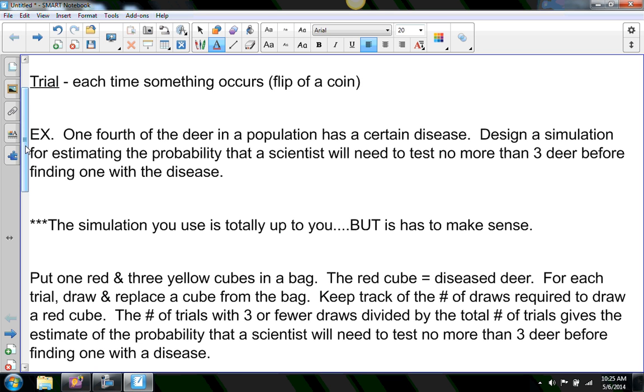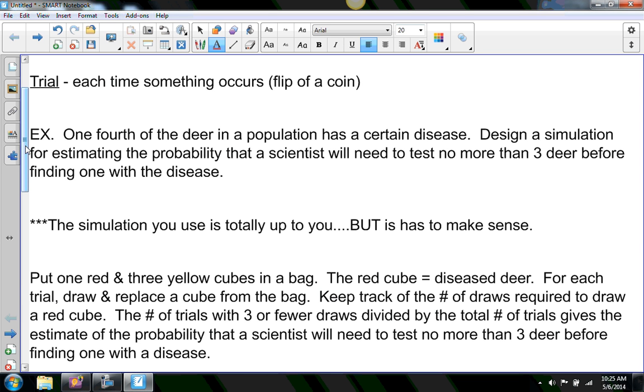I would put 1 red and 3 yellow cubes in a bag. The red cube is the diseased deer. For each trial, I'm going to draw and replace. The key there is I'm going to replace the cube each time I draw it. I'm going to keep track of the number of draws it takes to draw a red cube. The number of trials with 3 or fewer draws divided by the total number of trials gives an estimate of the probability that a scientist will need to test no more than 3 deer before finding one with the disease.